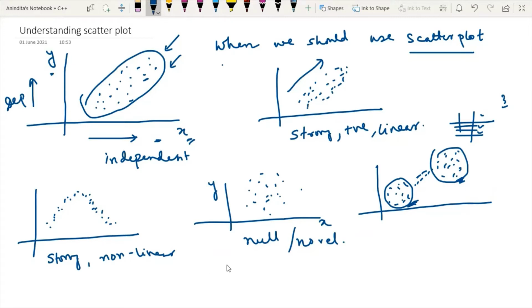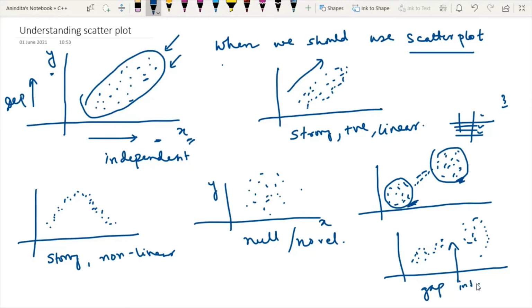And also, if you find a scatter plot in this way, where we have some observations like this, this is known as a gap. So a scatter plot also helps us to represent a gap in individual observations. And also, scatter plots are helpful in finding outliers. Whenever we have this kind of scatter plot and we have some points over here, at the lower left corner, which are far away from the actual observations, these are known as outliers.